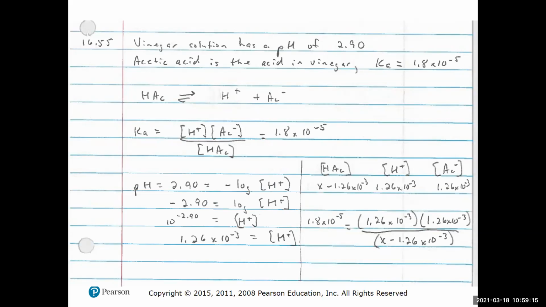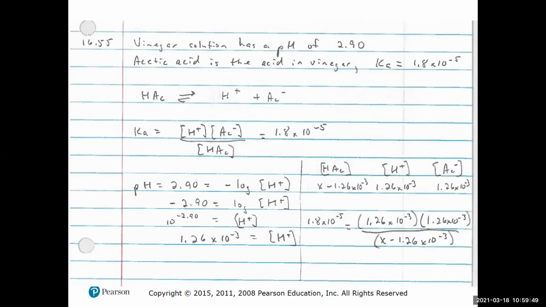So the first thing we're going to do is write our expression. Acetic acid dissociates into H plus and acetate ions. We write our equilibrium expression. So Ka equals concentration of H plus times concentration of acetate anion divided by acetic acid. We go back and look at our equation. It's all ones across in terms of the stoichiometry, so we don't have to do anything else with it.